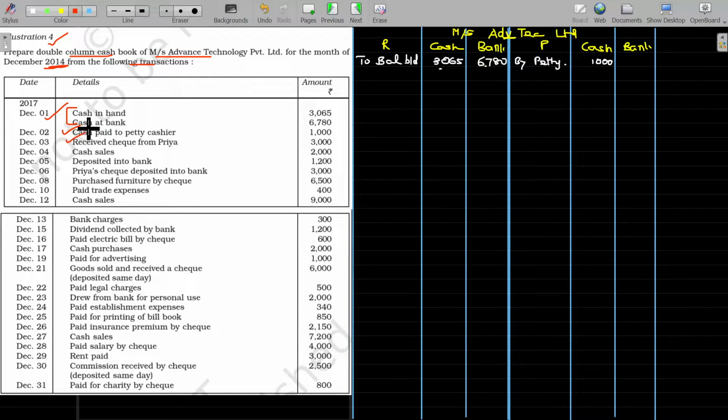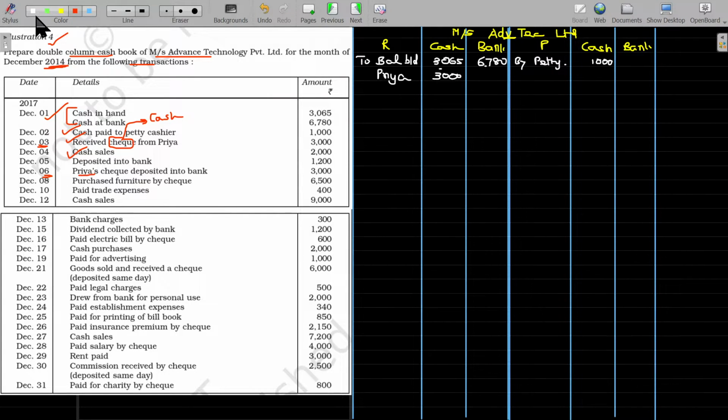Received check from Priya on 3rd December, and on 6th December Priya's check is deposited into the bank. So on receipt of a check it is now equated with cash. The amount received from Priya, though it may be in check, should be posted only in the cash column. So Priya, the value being 3000 in the cash column.